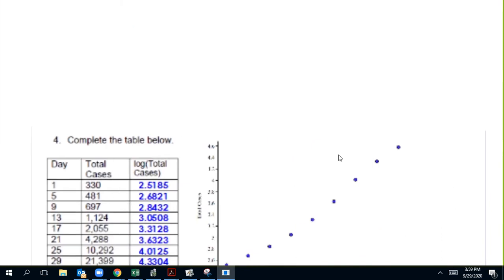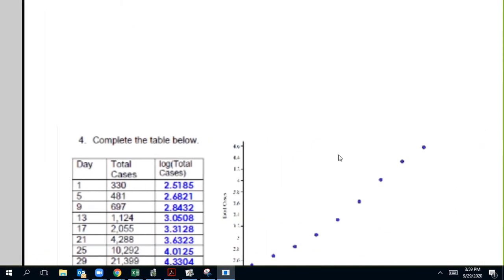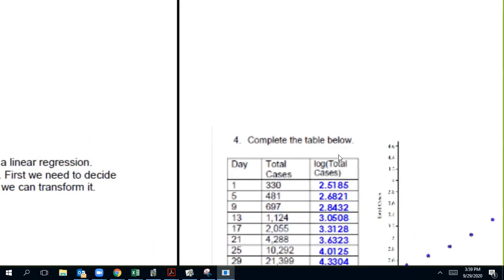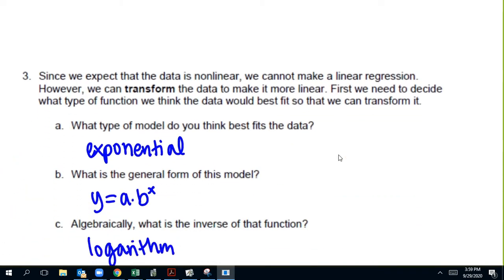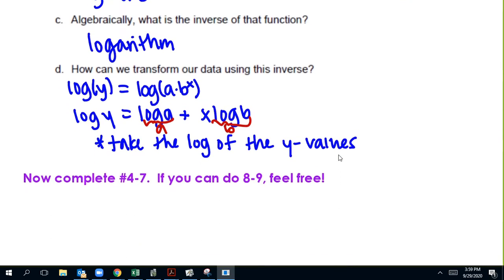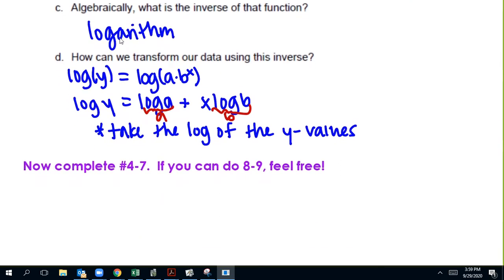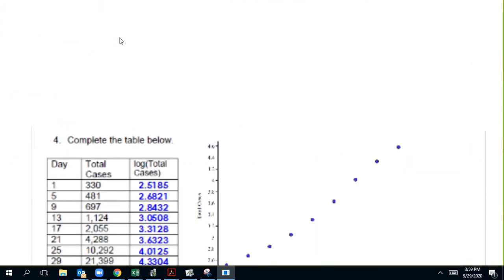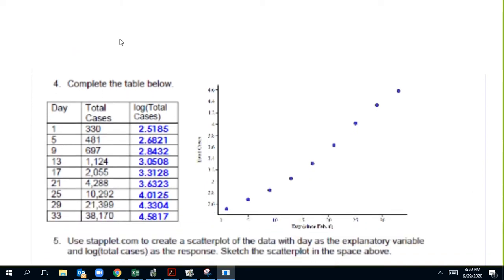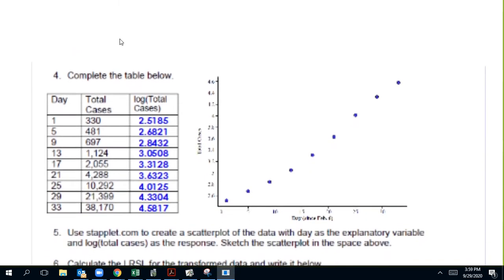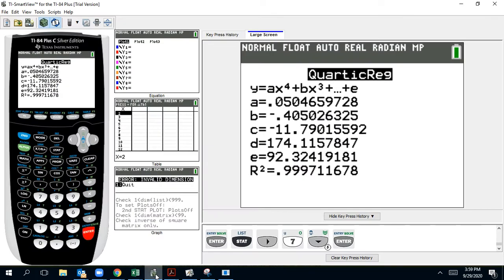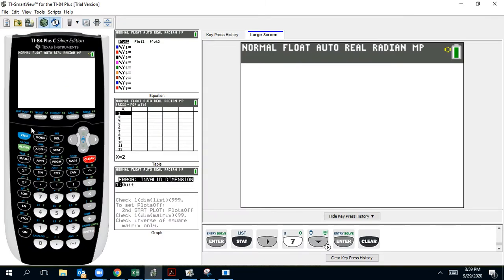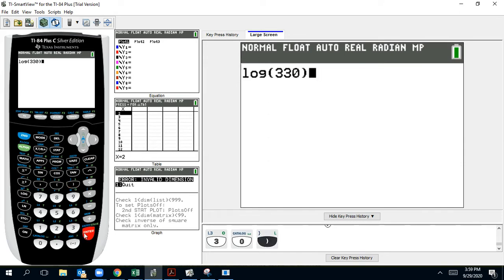Okay, so if we take the log of all the y's, let me just make sure you guys know how to do that first too. If you weren't sure, letter 3D, we ended up saying we're going to take the log of all the y values, and it told us to do that in the table on number 4. So what we did was log of 330, log of 481. It's just a button in the calculator that you can click. So I'll just show you really quickly. If we just hit log 330, then that's where those numbers came from.